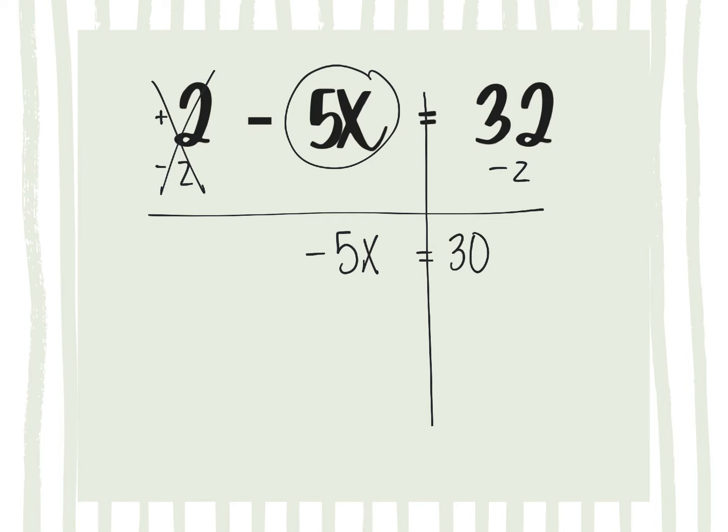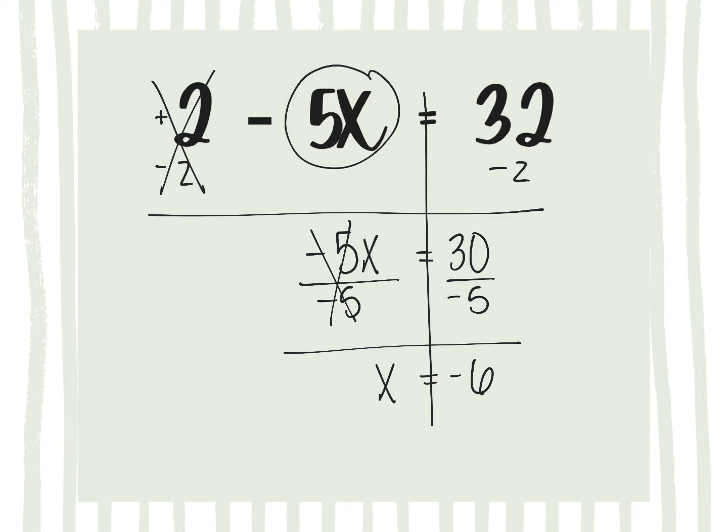Now again, when I solve, I want to get that negative 5 out of there. I want to result with a 1x. So I'll divide by negative 5 on both sides. Negative 5 divided by negative 5 again gives me 1. So 1x, or just x, is equal to 30 divided by negative 5, which is negative 6.